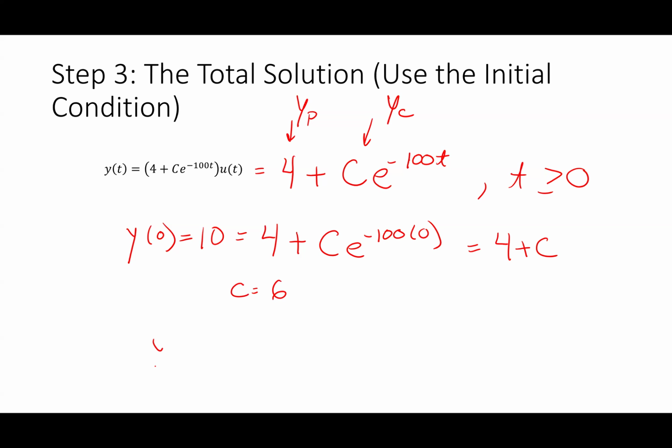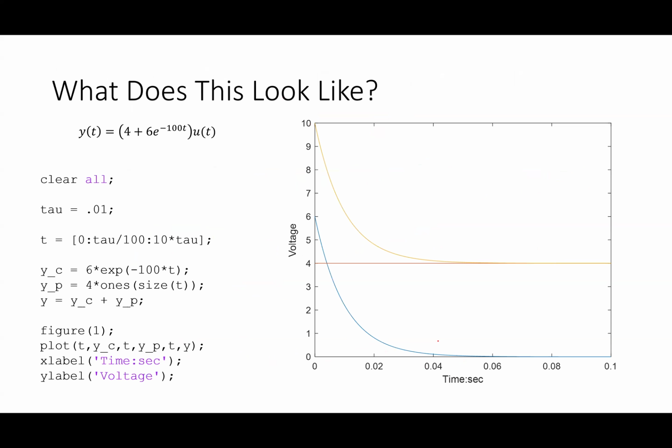That tells me that y of t is equal to 4 plus 6 e to the negative t over 100. Well, no, sorry, t times 100, for t greater than or equal to 0. Okay. And so what does that look like? Well, it looks like this. So I got 3 graphs here. Okay. 3 graphs that I put on top of each other.